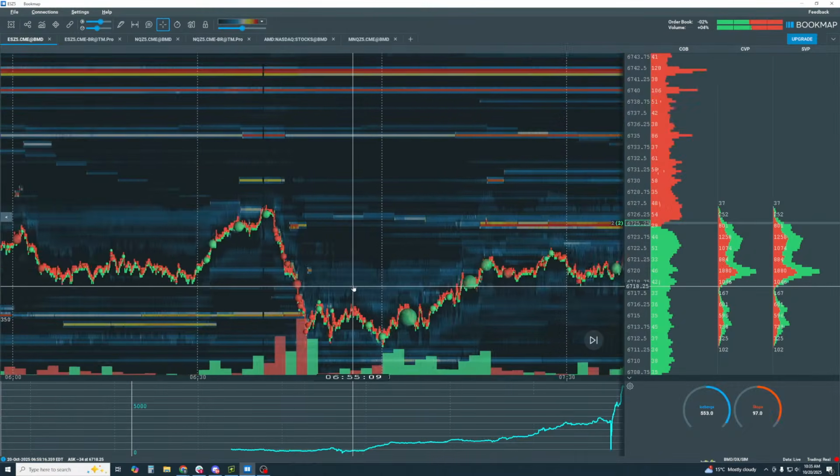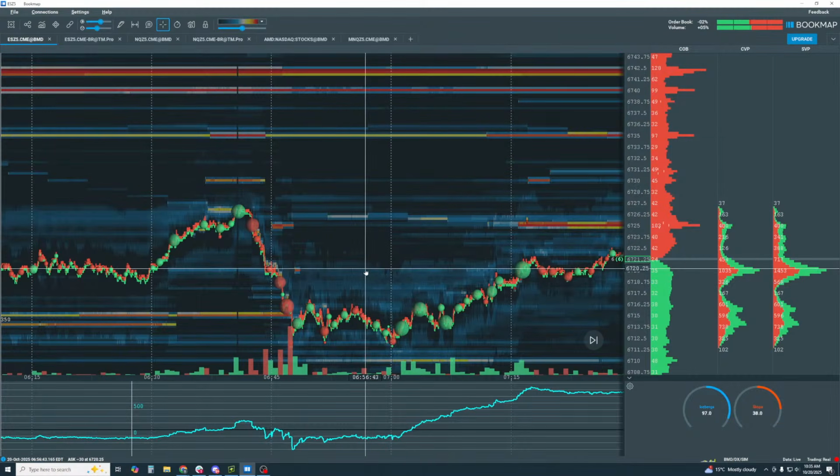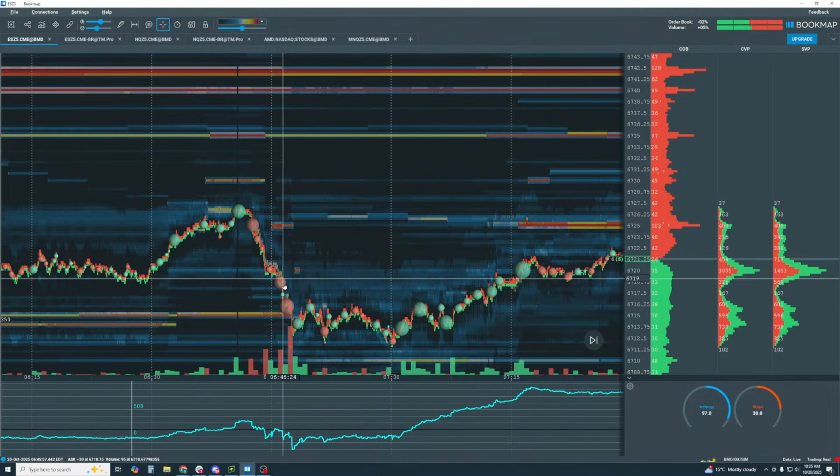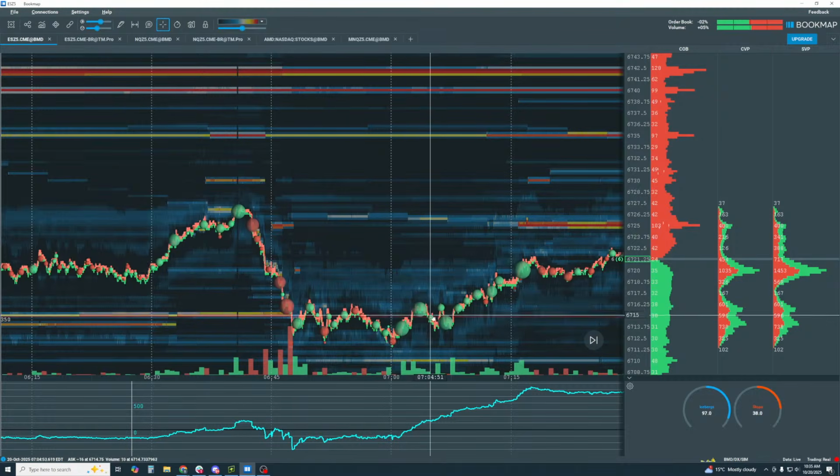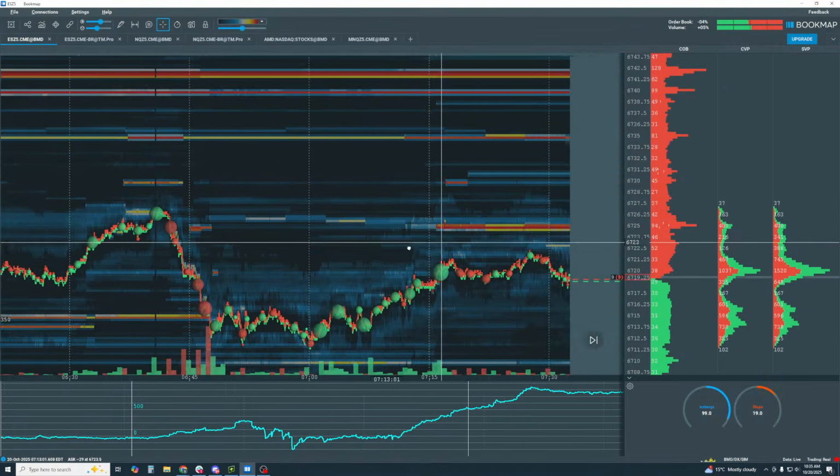Let's zoom in here. Pretty good selling coming in here, but pretty good buying coming right back out, right? So that's not it. That's not what we're looking for.